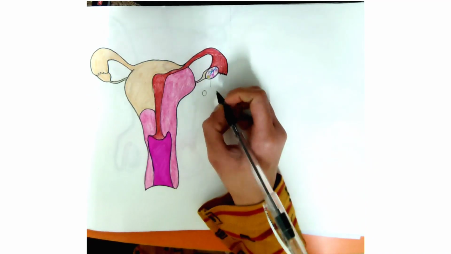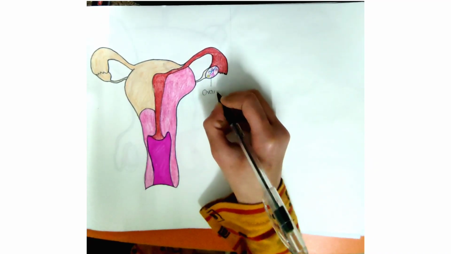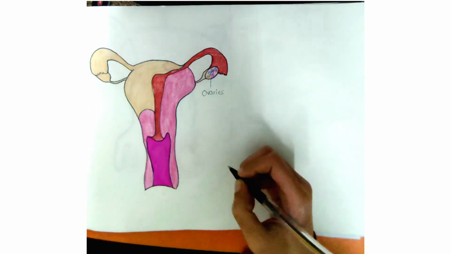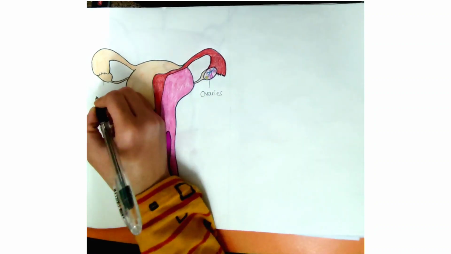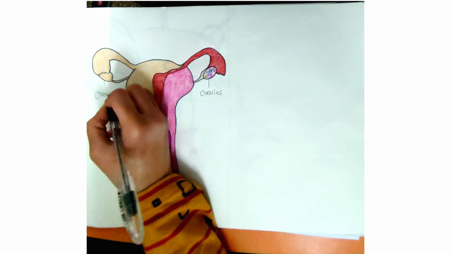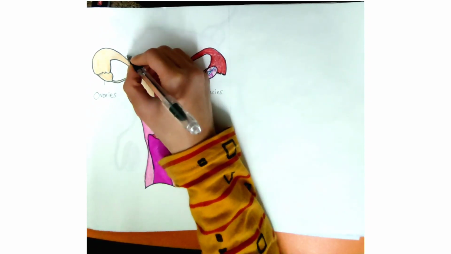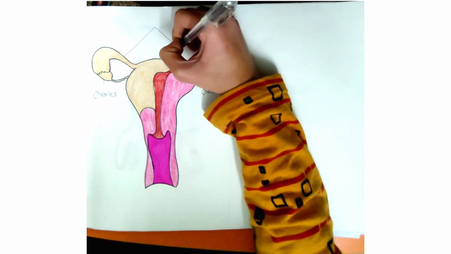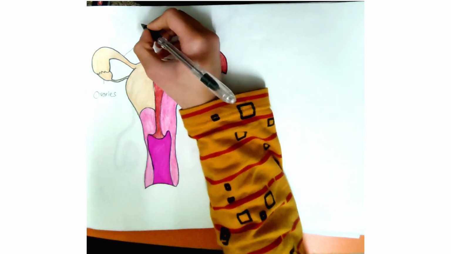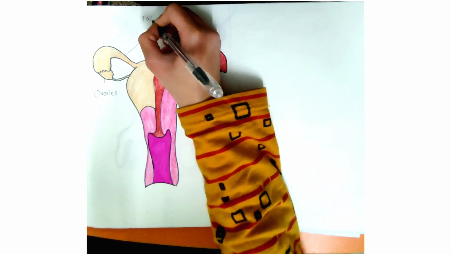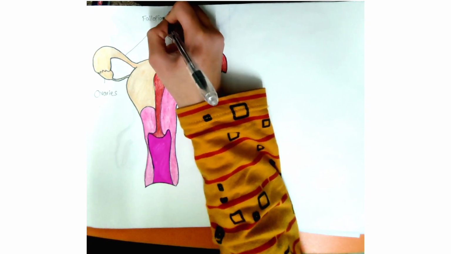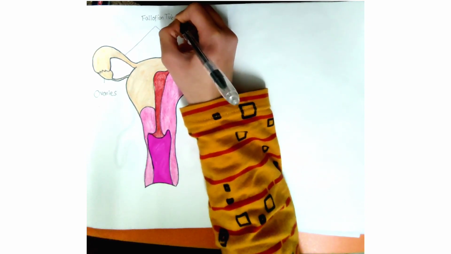So we start with our ovaries, the oval shaped egg like bodies that you see over here. We have ovaries on each side of the reproductive system of the female, and then we have a tube like structure called the fallopian tubes. It's pretty easy to remember once you know the structure.